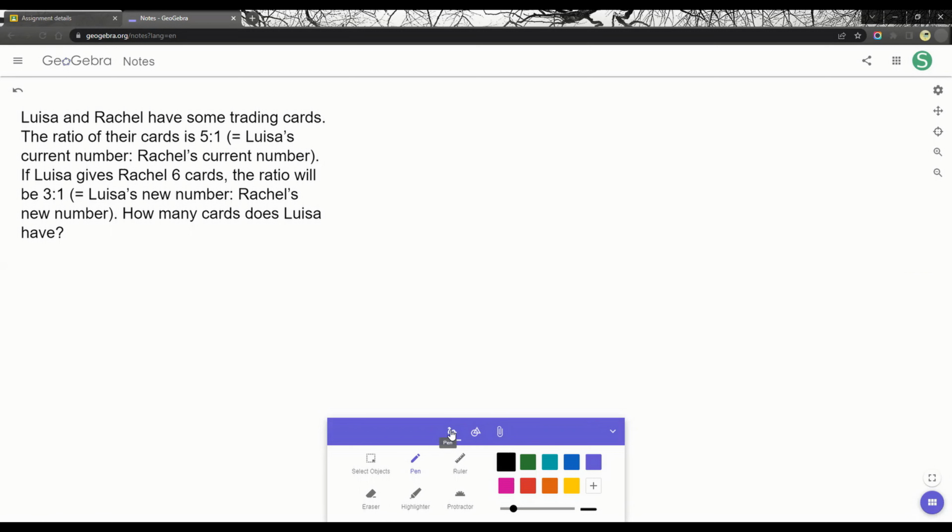To represent this problem visually, we're going to start with the first sentence, which describes their current ratio of cards, while the second sentence is actually a hypothetical statement in which Luisa gives Rachel cards.